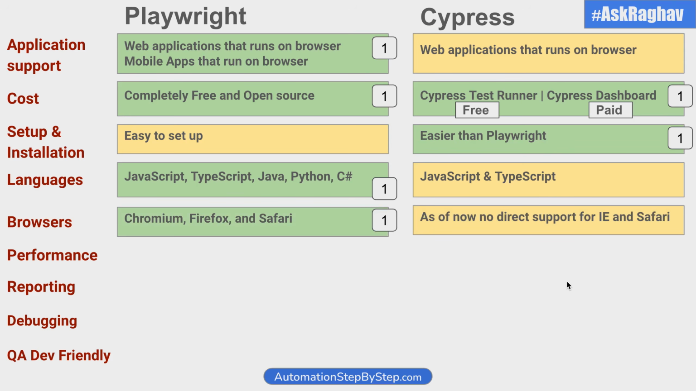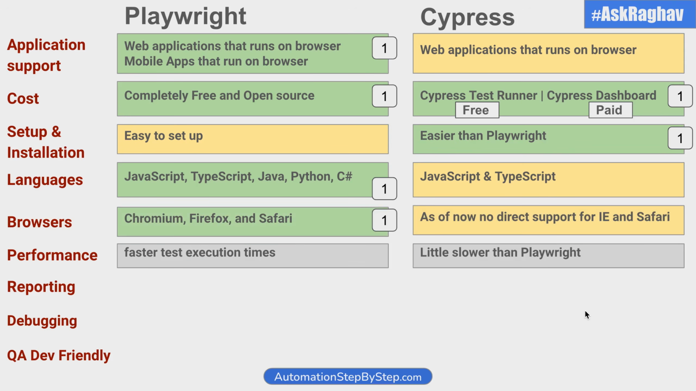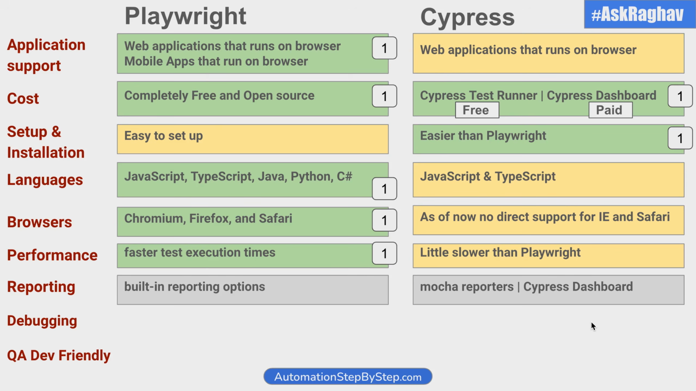Coming to the performance, now Playwright is very fast. If you run any Playwright test, you will see it is very fast. Whereas Cypress is a little slower than Playwright. So here we are going to give one extra point to Playwright. Coming to reporting, Playwright has built-in reporting options. You can create your HTML reports and you do not have to add any extra libraries for that.